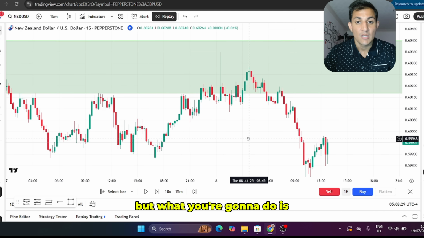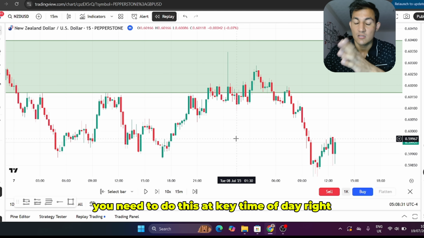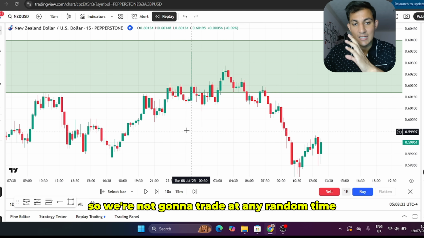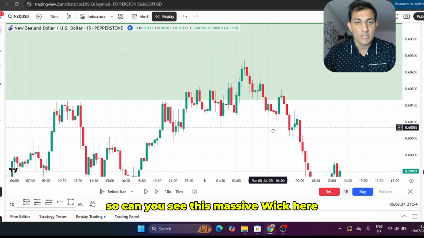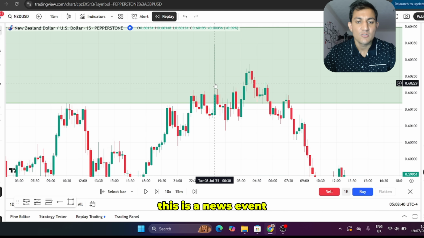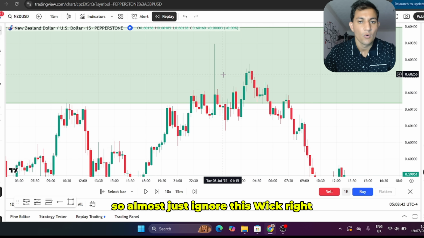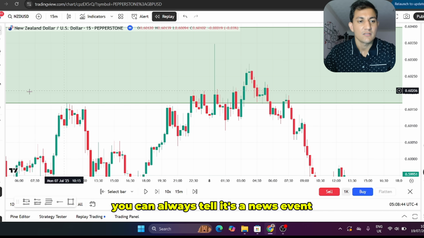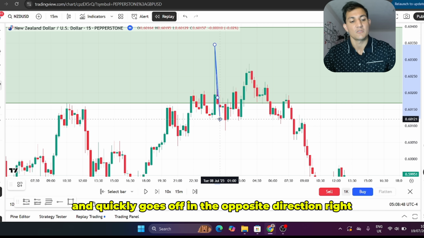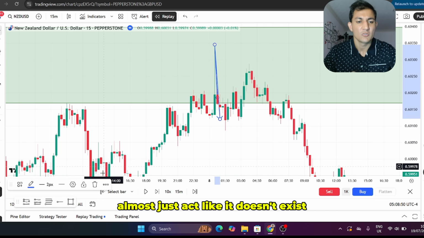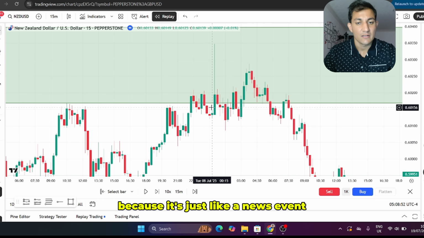But obviously if you're day trading, you need to do this at a key time of day, right? So we're not going to trade at any random time. We're going to do this at a key time of day. Can you see this massive wick here? This is a news event, so almost just ignore this wick. You can always tell it's a news event when it's got this massive wick and then quickly goes off in the opposite direction. Completely ignore this wick, almost act like it doesn't exist, because it's just a news event.